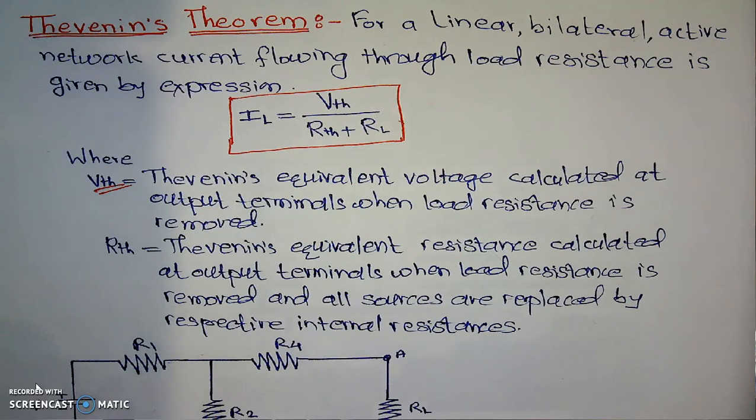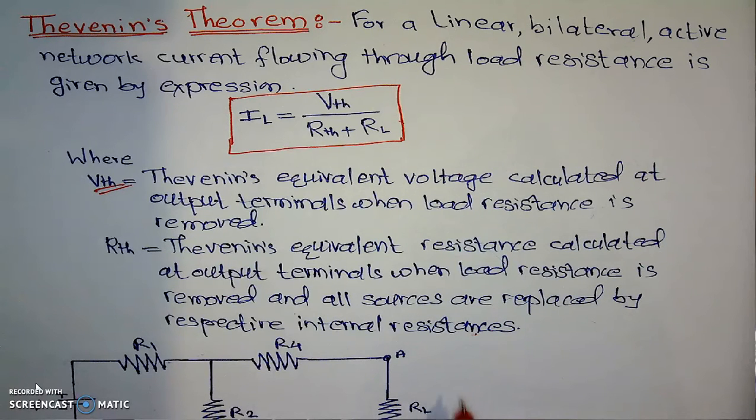Means we have to remove the load resistance and find out the potential between the terminals A and B, and that is nothing but the VTH. I will explain later on in detail. Then RTH is the Thevenin's equivalent resistance calculated at the output terminals when load resistance is removed and all sources are replaced by the respective internal resistances. Internal resistance of the voltage source is 0, internal resistance of the current source is infinite. We have to do all these formalities.